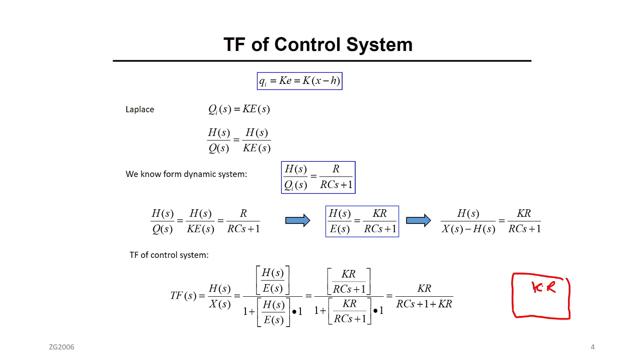KR, capital K, over RCS plus 1 plus KR. What's the input here? X. The output is H. Nice. But this is the CLTF, by the way. We call this the CLTF, the closed loop transfer function.